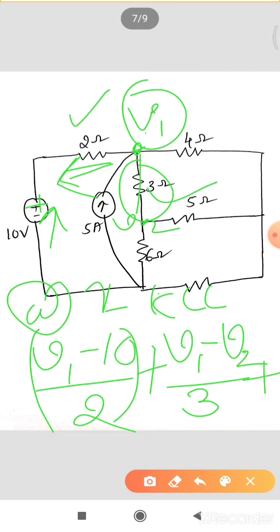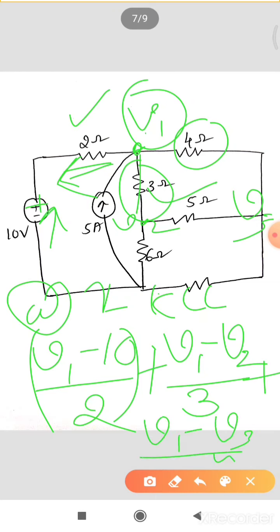First branch got over, second branch got over, third branch. The third branch is 4 ohm and it is connected between V1 and V3. So it is V1 minus V3 divided by 4 ohm.